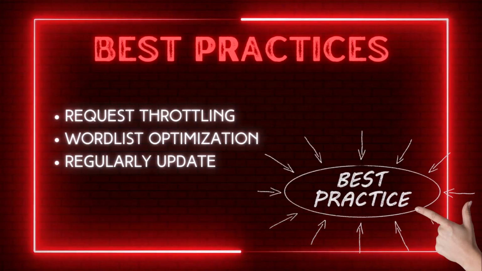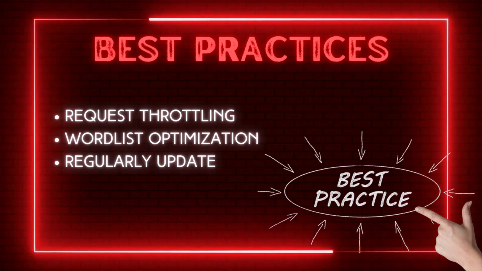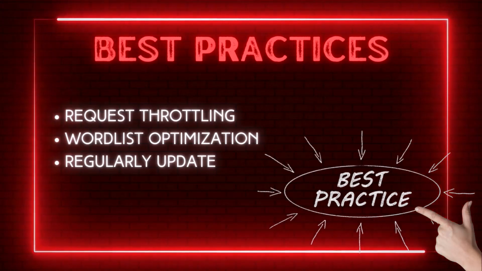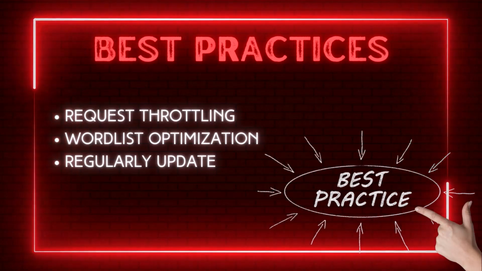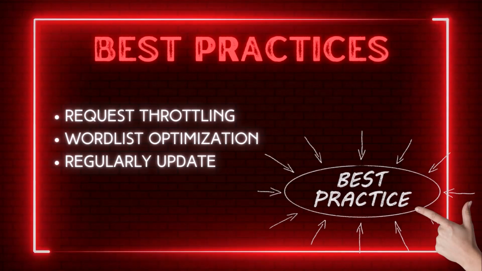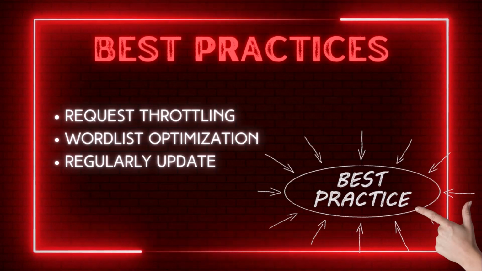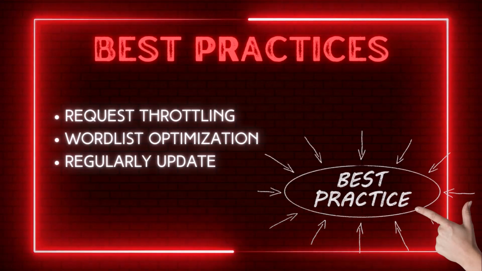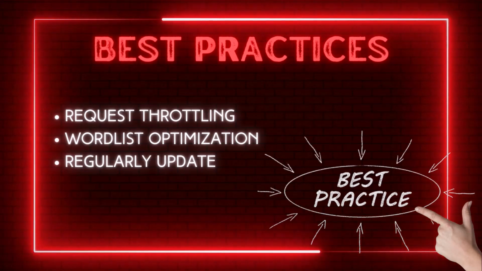Number 1. Request throttling. While Feroxbuster is designed for speed, it's important to throttle requests to avoid overwhelming the target host with excessive numbers of requests. Concurrency settings should be adjusted to find the right balance to ensure a thorough scan without causing disruption to the target environment.